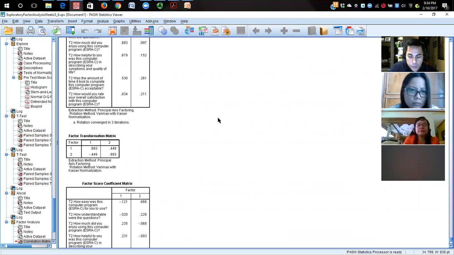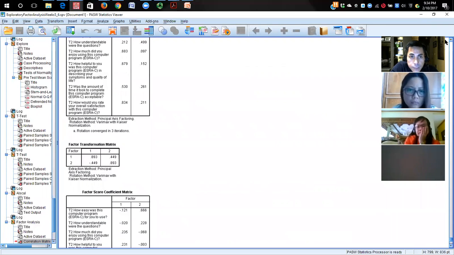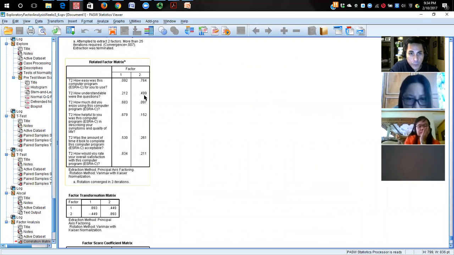And then we run the, I have about 5 minutes, so let me just do this then. We have easy. We have understandable. It says that it's the rotated factor matrix that we need to go by. Understandable. And then let's take a look at the amount of time. So easy, understandable, and then amount of time. So let's run.